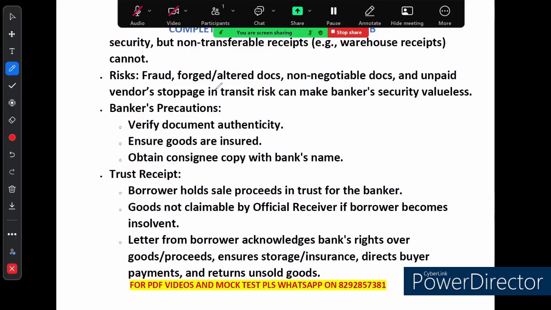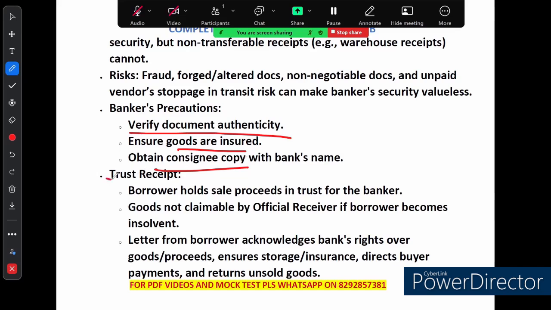There is always the risk of fraud, false documents or unpaid vendor issues that can make the bank's security worthless. To reduce this risk, the bank always verifies the authenticity of the document, makes sure the goods are insured, and gets a copy of the consignment paper in the bank's name.